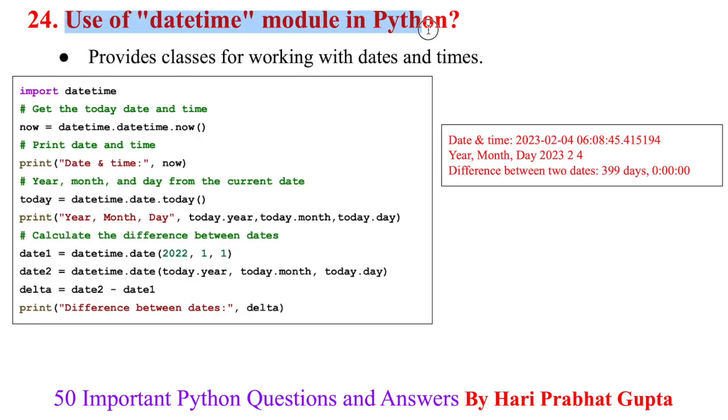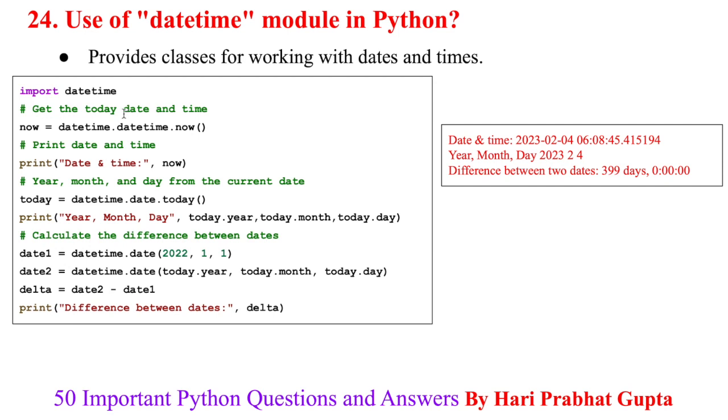The question is how to use the datetime module in Python programming. The datetime module in Python provides classes for working with dates and times. Some of the important features of the datetime module are: one is creating date and time objects.